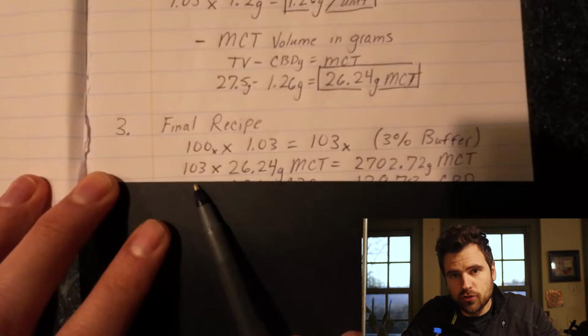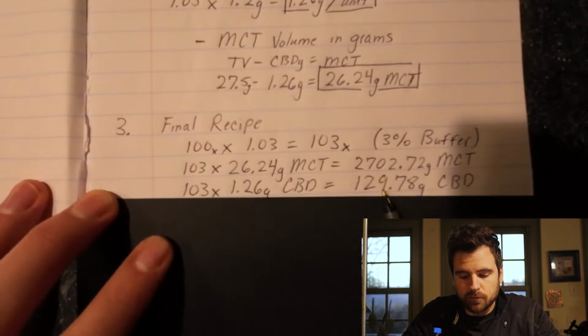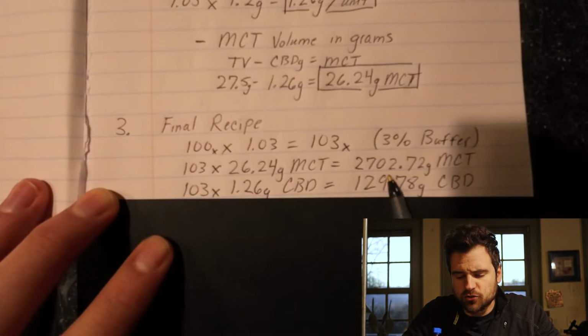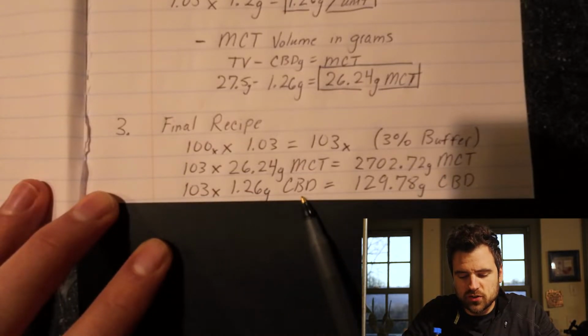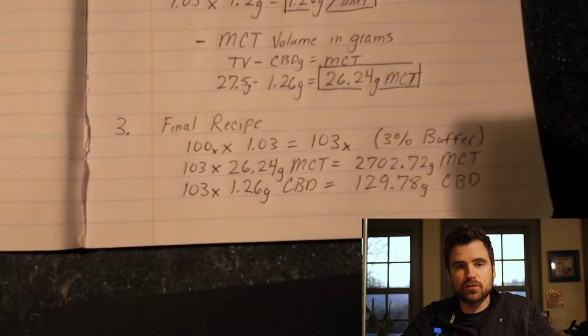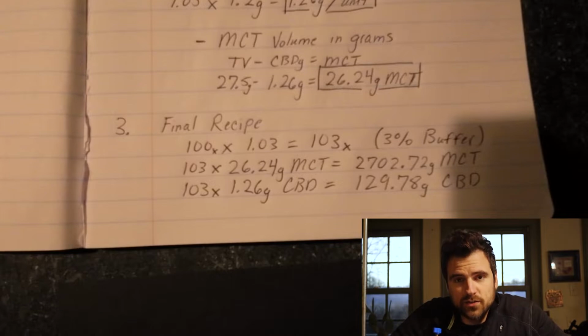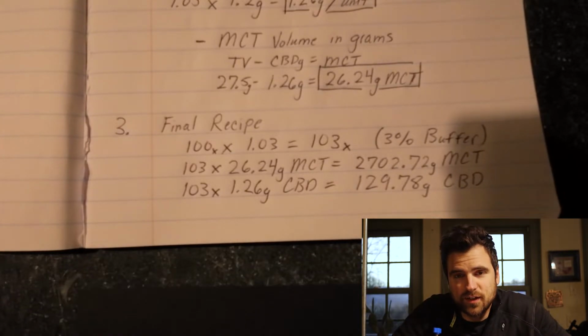And now 103, multiply that by each ingredient to get MCT. Here we go. 2,702.72 grams of MCT in the final product. 103 times 1.26. That's going to give us 129.78 grams of CBD. Mix those all together. Split it up. Send out a test. And you've got yourself a happy client.